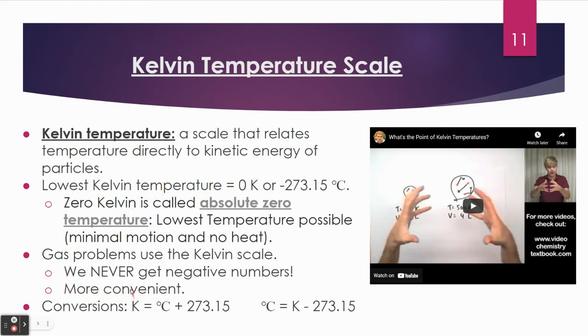So to convert to Kelvin, you simply do your degrees Celsius plus 273.15. And to convert from Kelvin to degrees Celsius, you do Kelvin minus 273.15. So if you remember those conversion formulas, it's going to be pretty straightforward to convert because it's a simple addition.